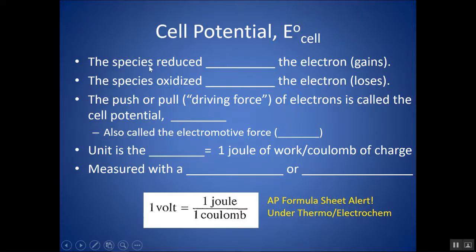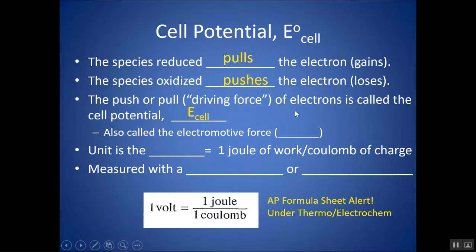So in your voltaic cell, it's always using a redox reaction. So again, something gets oxidized, something gets reduced. Whatever is reduced is essentially pulling the electrons toward it through the wire because it's gaining the electrons. And whatever is oxidized is pushing the electrons as it loses them. So you have this push-pull driving force, which we call the cell potential, or for short, symbol-wise, we do E of the cell.